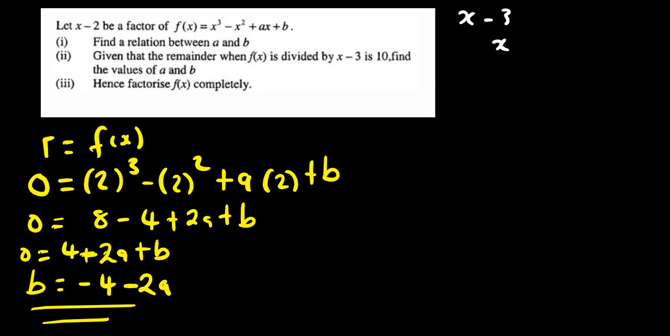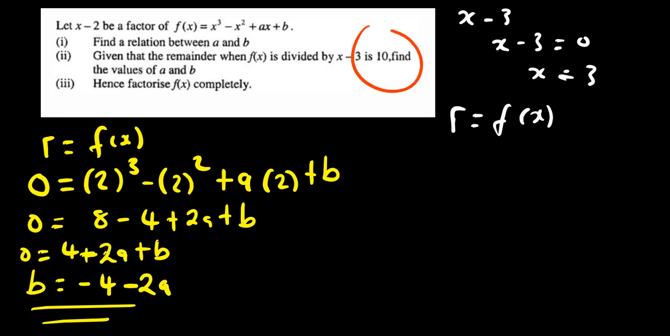So we're going to say x minus 3 is equal to 0, so x is equal to 3. Then since the remainder will be equal to f of x, and it is giving us a remainder of 10, where there's r we're going to place 10 equal to our f of x. In our f of x, wherever there is x, we're going to replace it by 3.